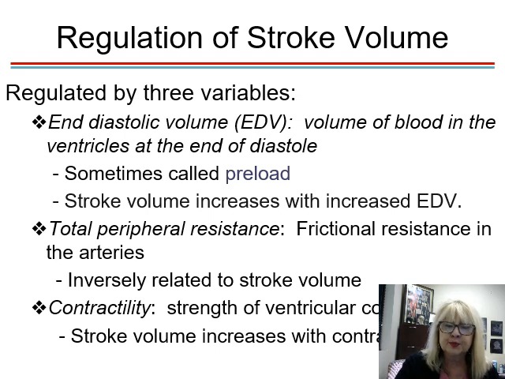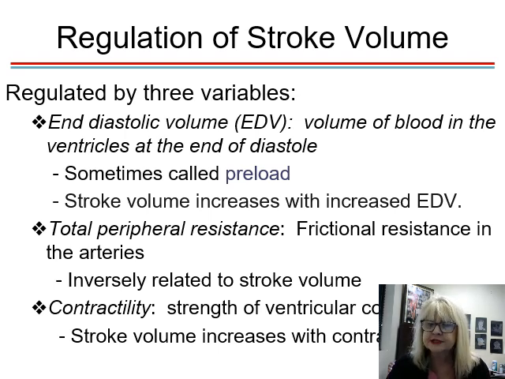You have the total peripheral resistance, so there's frictional resistance in the arteries, and inversely it's related to stroke volume. And then we have contractility, so the strength of the ventricular contractions, so the stroke volume increases with contractility.